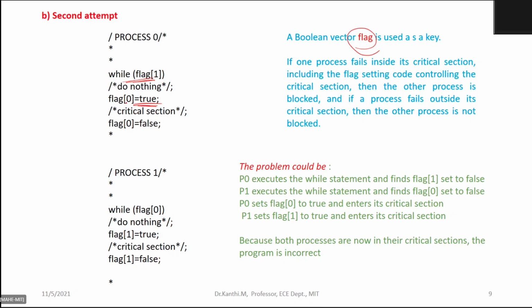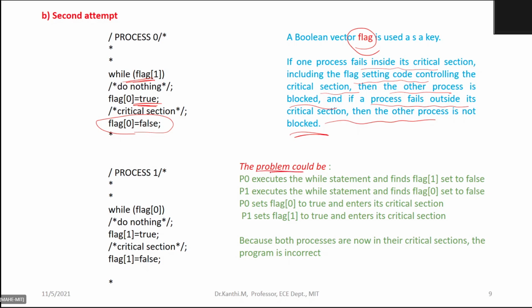So once it is available, then you can enter into the critical section and make it false before you come out of the execution. But in this, if one process fails inside its critical section, including the flag setting code controlling the critical section, then the other process is blocked. And if a process fails outside its critical section, then the other process is not blocked. That is the advantage. But there are certain problems.